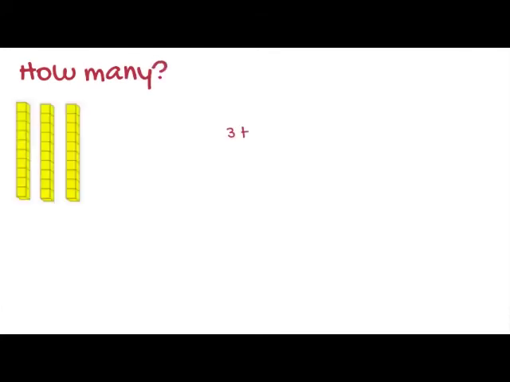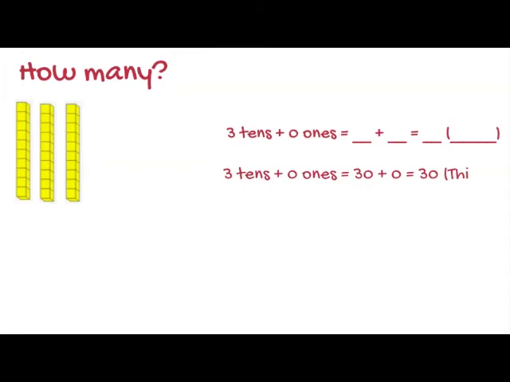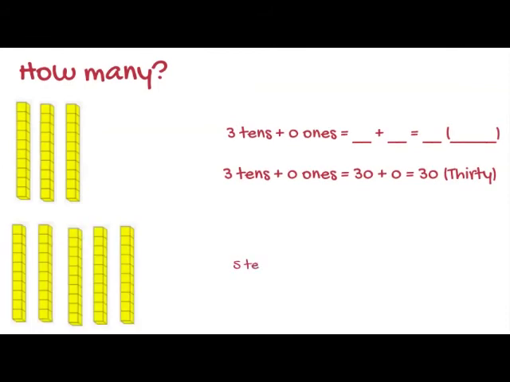So children, let's practice now. You have to fill in the blanks. If you see the first one, what do you see? There are 3 blocks. So how is it? 3 tens plus 0 ones is equal to, guess what it is? Right, 30 plus 0 is equal to 30. So the number name will be THIRTY, 30.